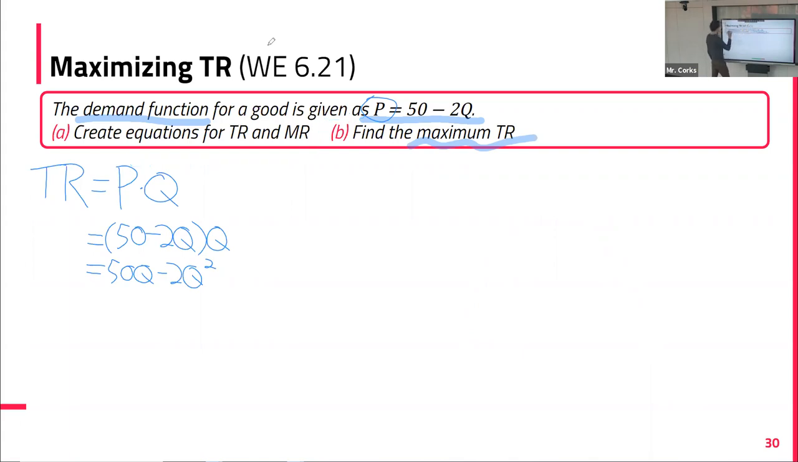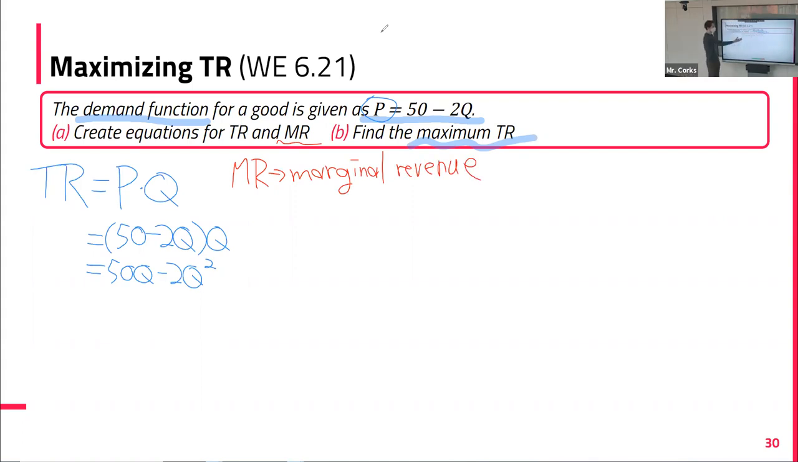Not M, it's not maximum here, it's something else. Marginal revenue. So MR is marginal revenue. And we can have MC for marginal costs. We'll see in later questions.